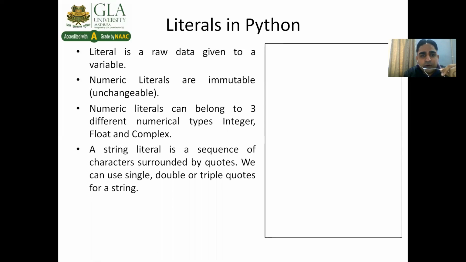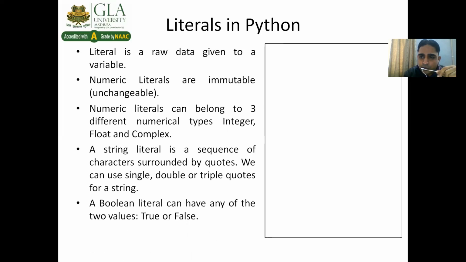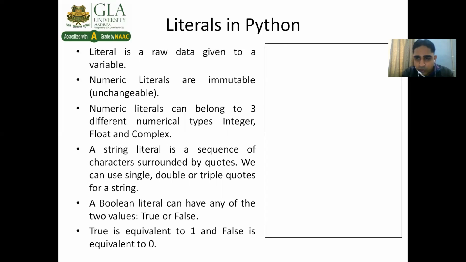It means a literal value is a value which is immutable, right? So numeric literals belong to three different types: integer, float, and complex. A string literal is a sequence of characters surrounded by quotes, right? We can have single quotes, double quotes, and triple quotes. And a Boolean literal has two values, which are True and False respectively, right? True is equivalent to 1 and False is equivalent to 0. Or you can say that True is a non-zero value and False is a zero value.